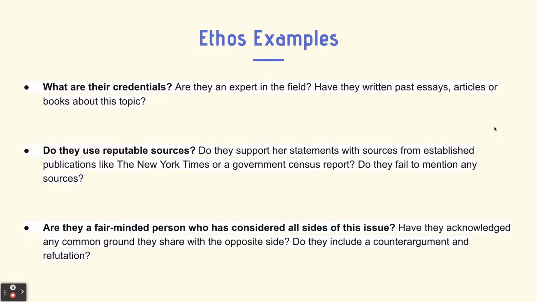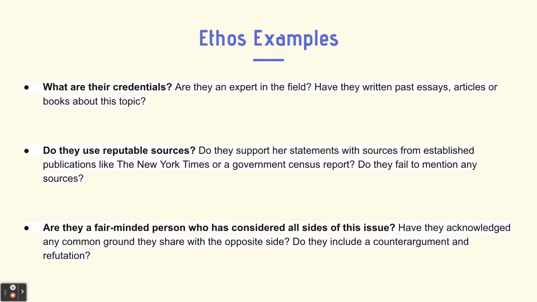Okay, the last one is ethos. So when you're using ethos, you are talking about why someone should listen to authority. So you're maybe talking about what is someone's credentials? Are they an expert? Maybe they've written essays before. Did they go to college? Why should you listen to that person?